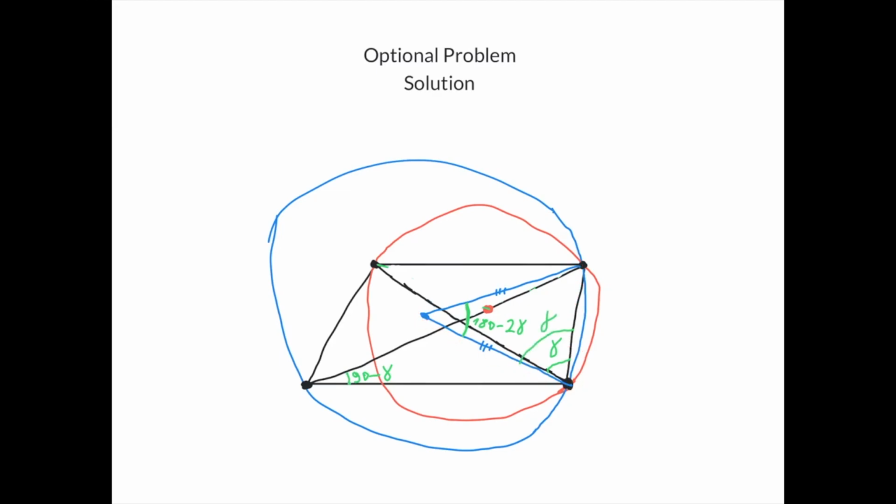So the picture looks like this. This angle given by the black line is gamma, and this angle given by the blue line is also gamma. And therefore, the blue line and the black line are the same line. And so the center lies on this diagonal of the trapezoid.